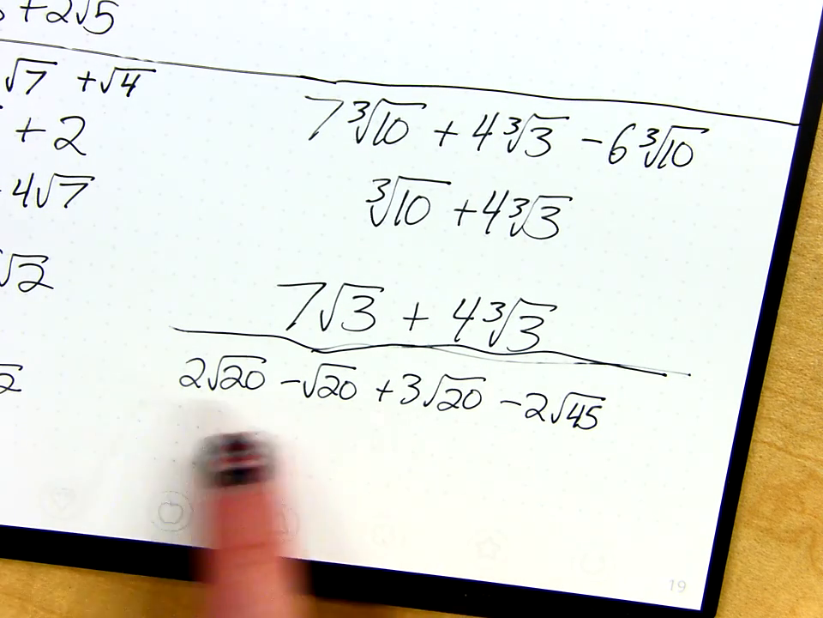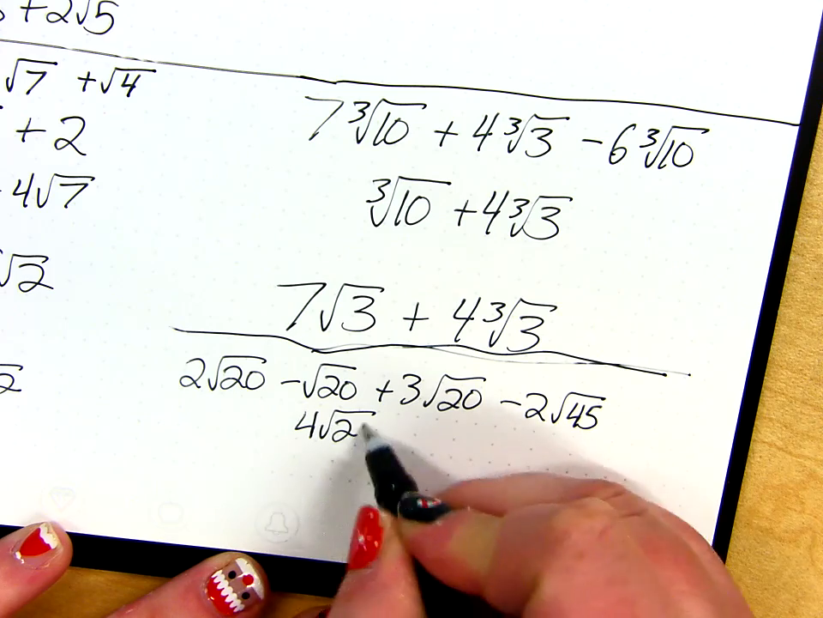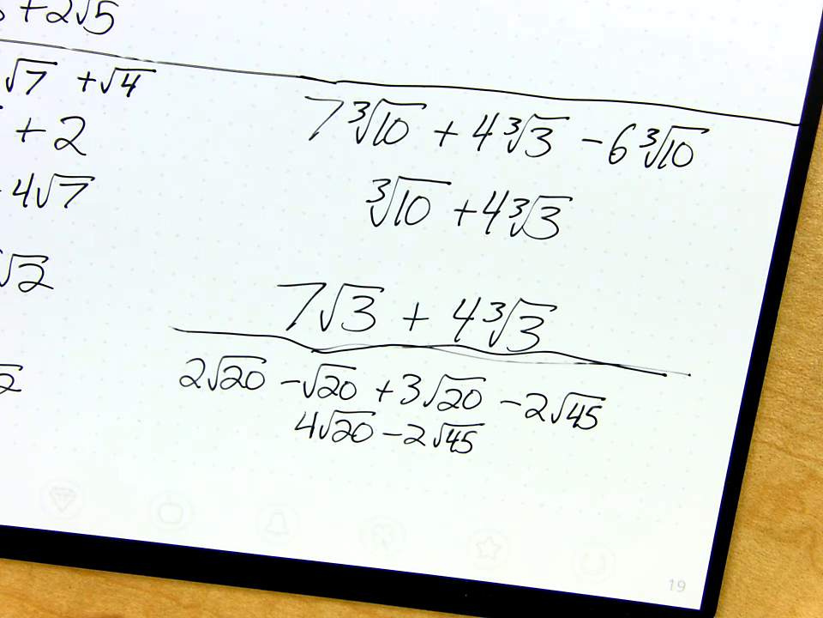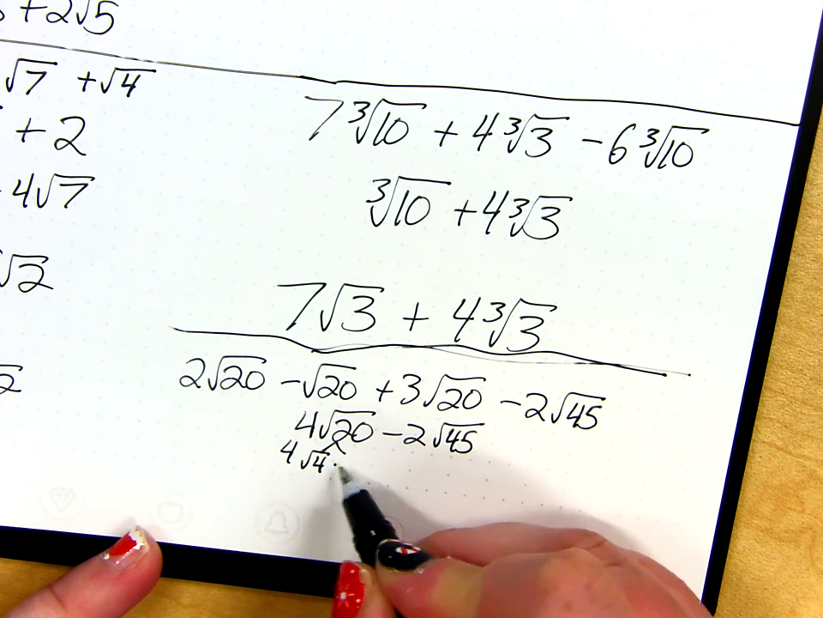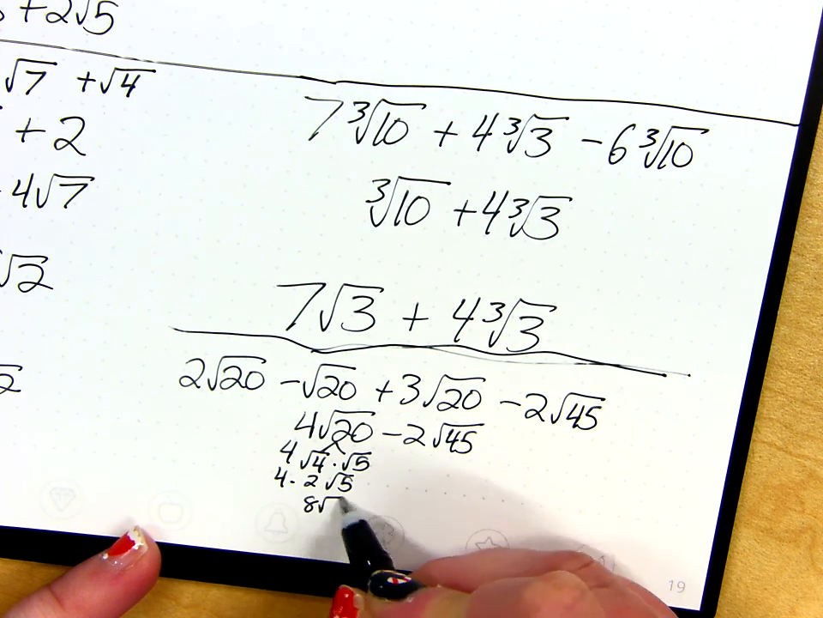What would you get if you did 2 minus 1 plus 3? 4 square root of 20. So I have 4 square root of 20 and then minus the 2 root 45. Now I would just simplify those 2. You can't leave your answer like this because these need to be simplified. Your answers always have to be in fully simplified radical form. So I look at this and I say, okay, what goes into 20? 4. So break this up into 4 times 5. So that'd be 4 times 2 root 5, or 8 root 5.